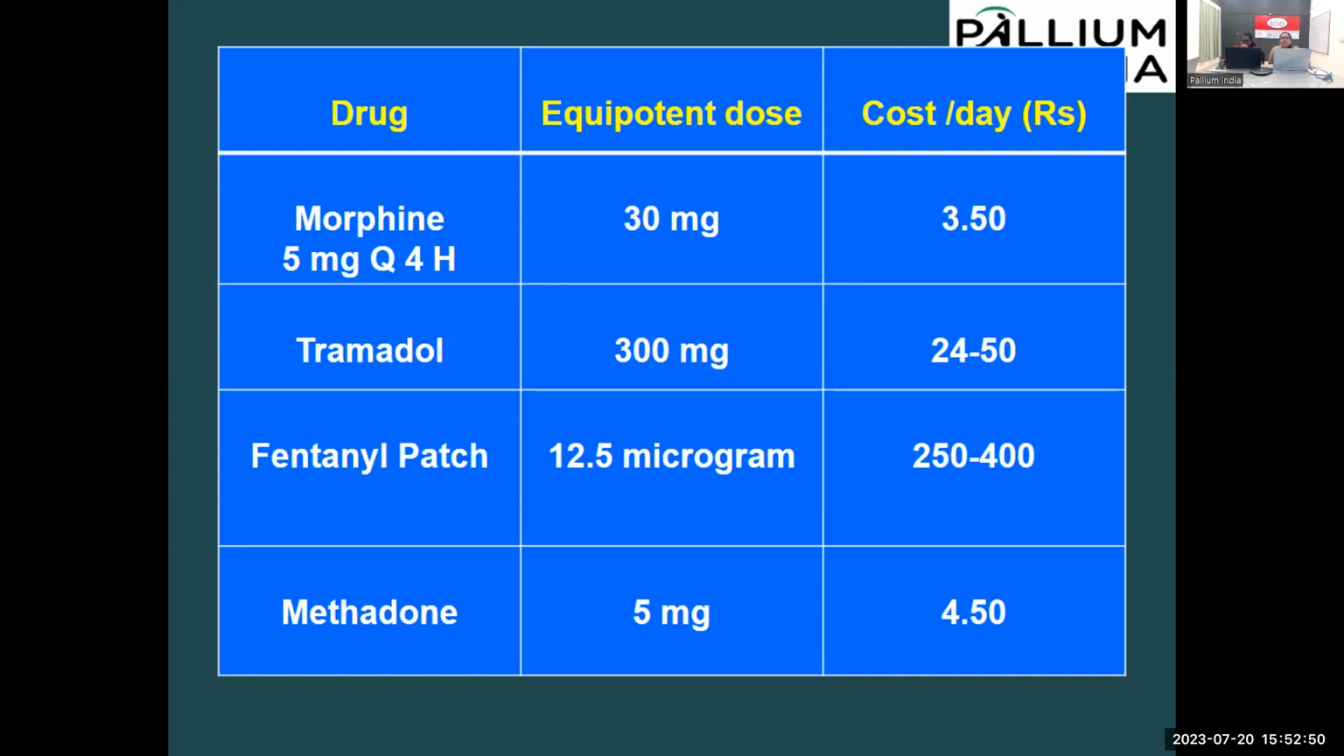The same patient, if he is on a fentanyl patch, as we have already discussed, if the total dose is 60 milligram, the equivalent dose of fentanyl would be 25 microgram. Now this patient is on 30 milligram of oral morphine, so the equivalent dose is 12.5 microgram, which would cost around 250 to 400 rupees per day. And if the patient is on 5 milligram of methadone, that will cost only 4 rupees 50 paise. This is just to give you an idea about the different prices of the opioids, so that, understanding the socioeconomic status of the patient, you can prescribe the opioids.